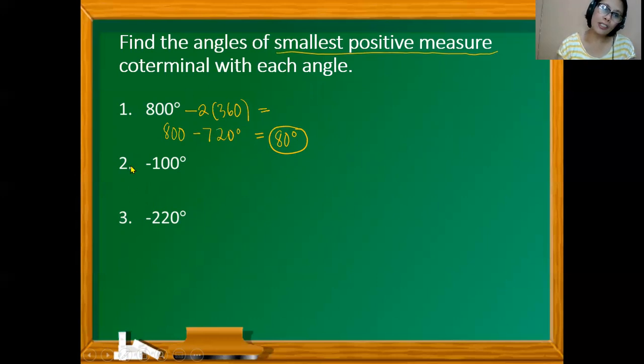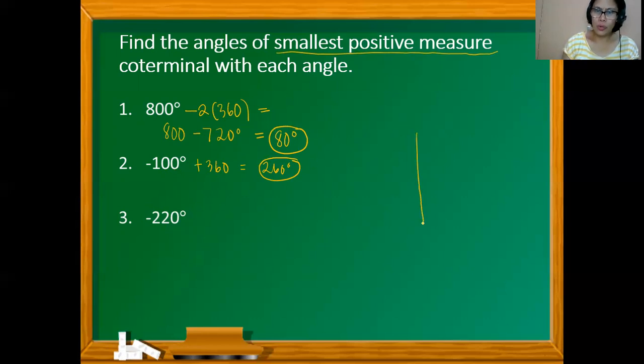Now, the last two angles are negative angles. So how are we going to find the smallest positive measure coterminal with a negative angle? Instead of subtracting, we will add 360. So negative 100 plus 360 equals 260 degrees. So this is the smallest positive measure coterminal with theta measuring negative 100.